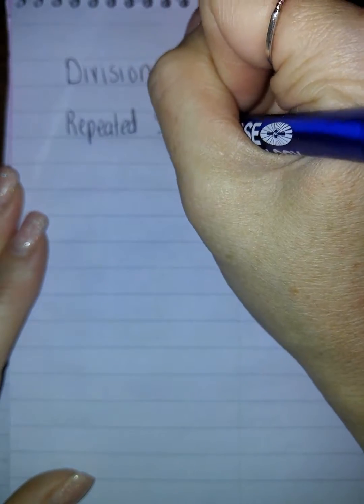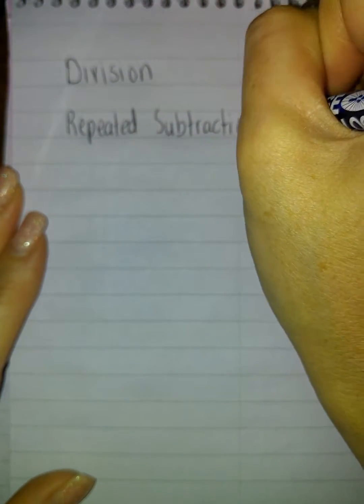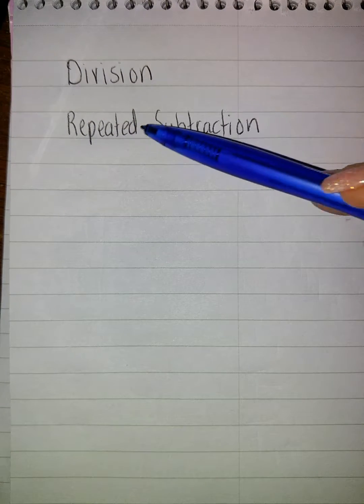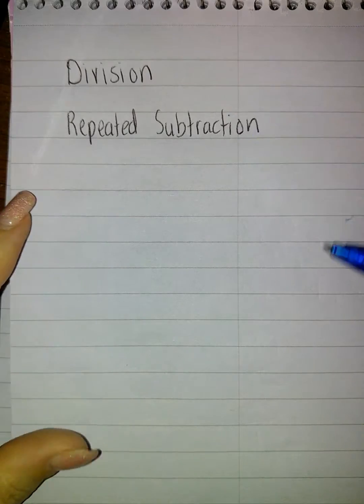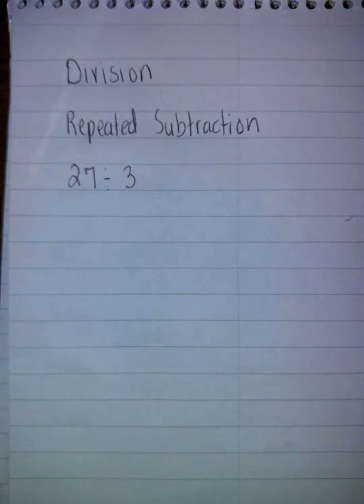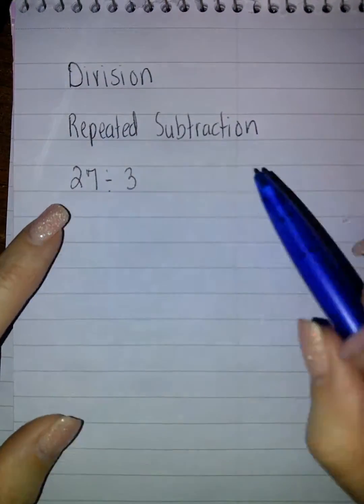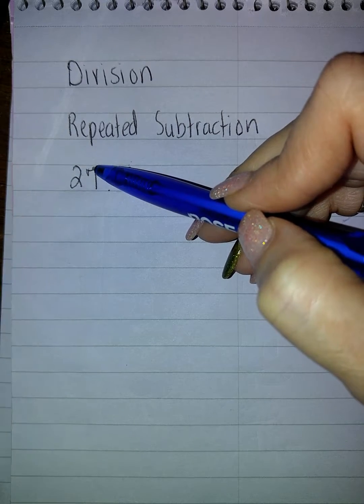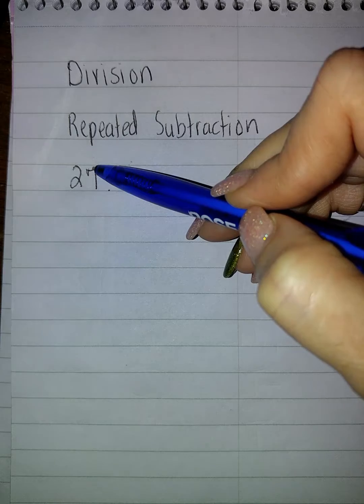We are working on division, and we are going to work on the strategy of repeated subtraction. In repeated subtraction, what you do is you repeatedly subtract, just as it suggests, your divisor from your dividend. So here is my problem, 27 divided by 3. I will repeatedly subtract 3 from 27 until I get to 0 or get as close to 0 as possible.